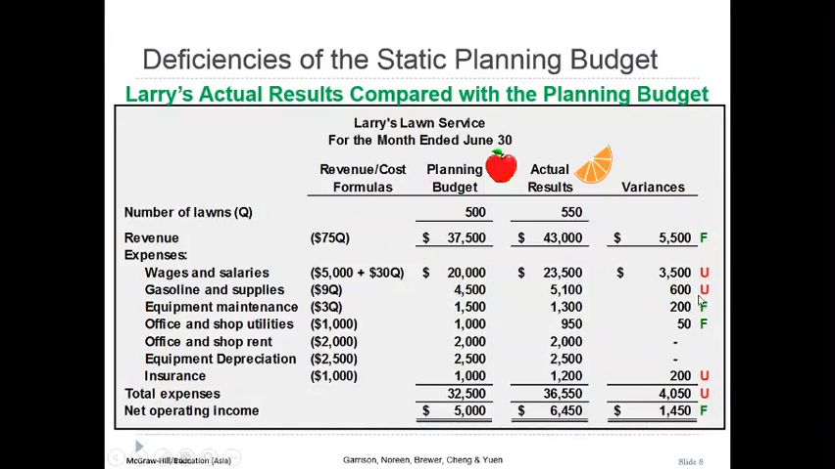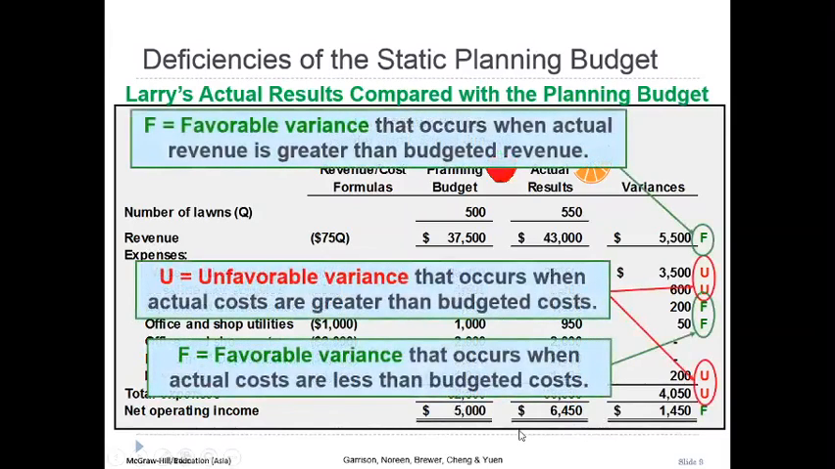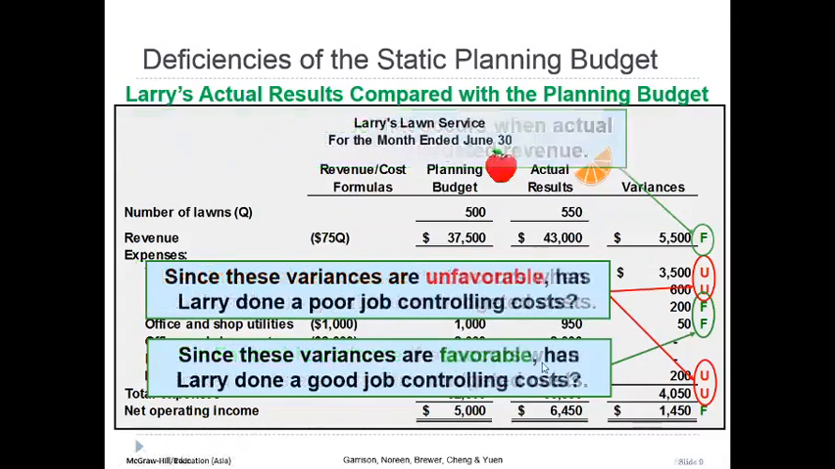Okay, as you can see here, you have to calculate variance for each of the items, and then the total expenses is 4,050 variance, which is unfavorable. Okay, so the net operating income difference would be $1,450, and it is favorable. Okay, because the actual net operating income is bigger than the planning net operating income. Okay, so this is what I have explained before.